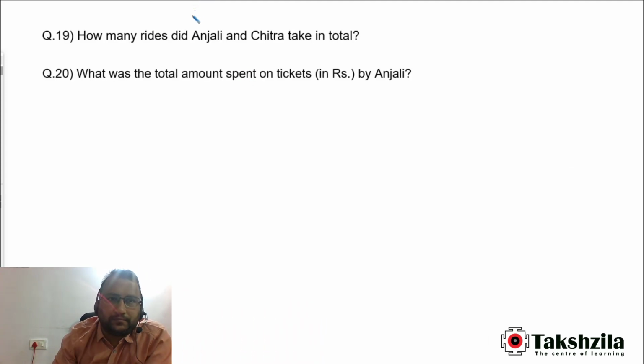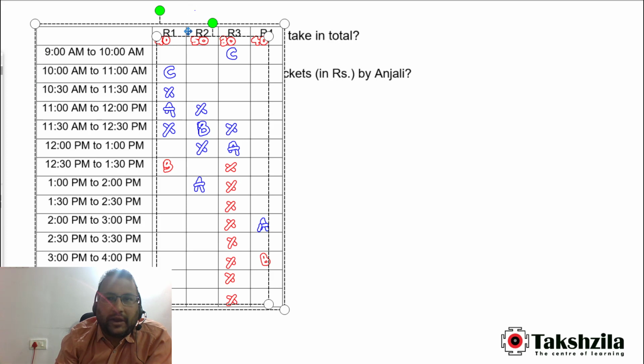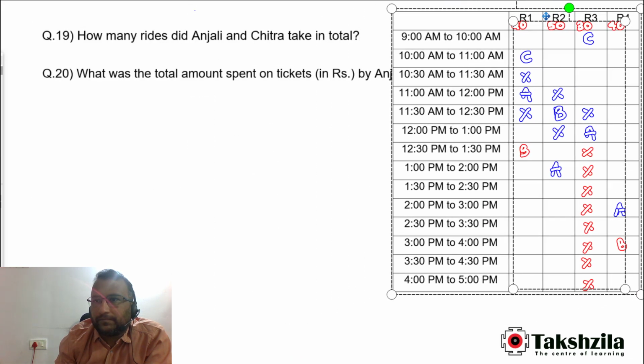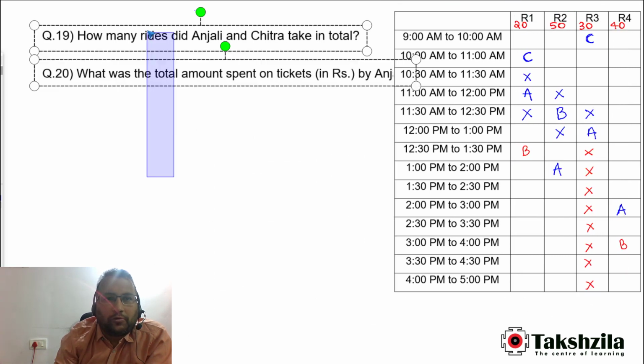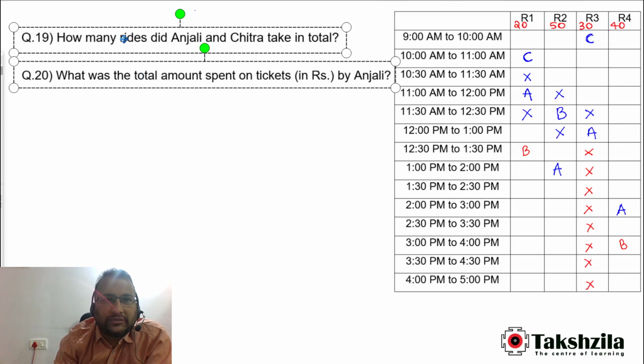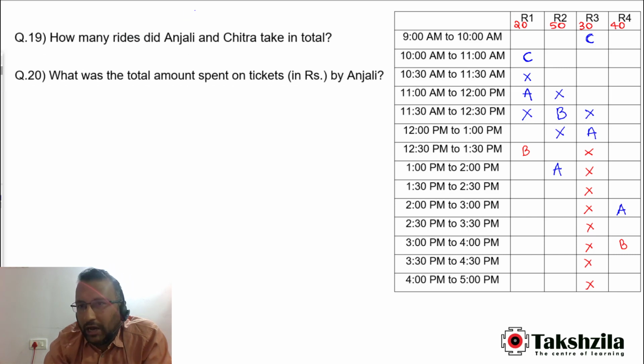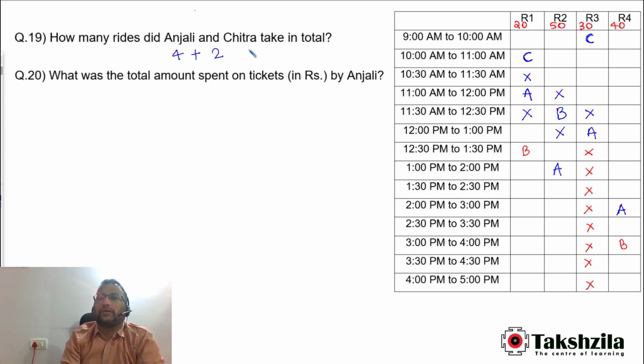Then question number 19. Question number 19 is, how many rides do Anjali and Chitra take in total? So Anjali took all 4 rides, you can see. Chitra took 2 rides. So total rides taken by Anjali and Chitra all together is 6.